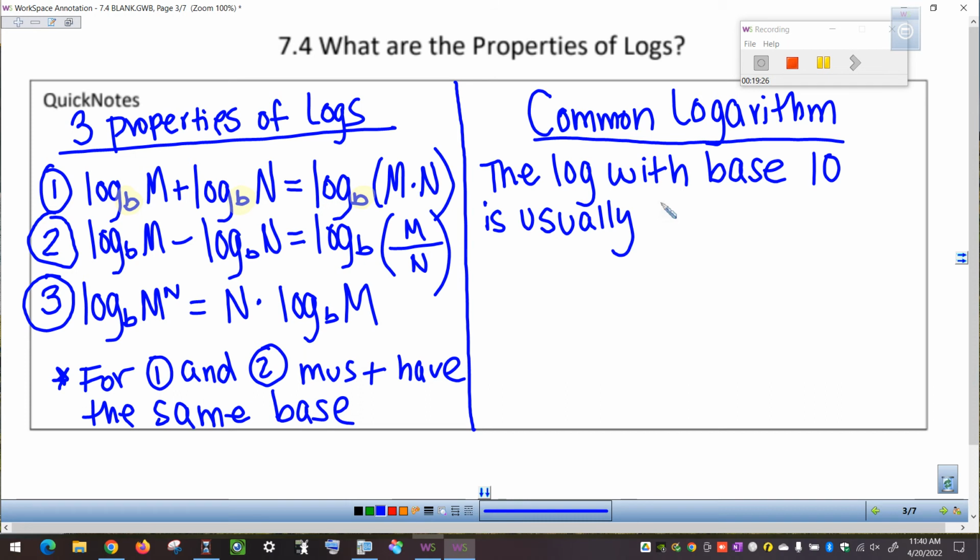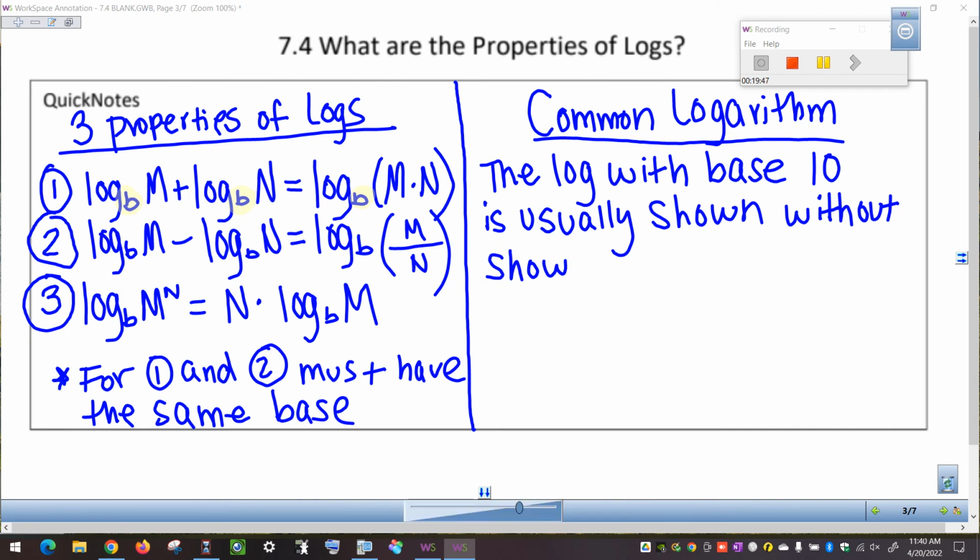It's so commonly used that it is usually shown without showing the base. Sorry, that got a little confusing. It's usually shown without the base.